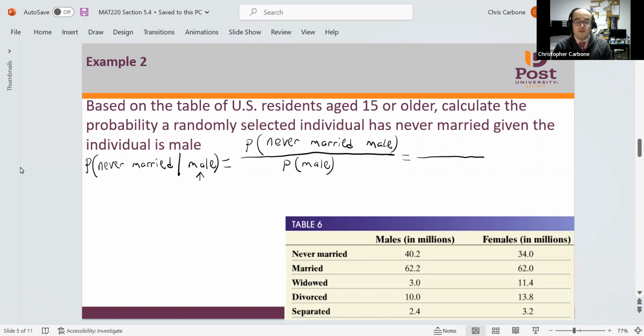For the number of never married males, we look at our table, and it's 40.2, divided by the number of males. We add up the male column, and that is 117.8. Tossing this expression into a calculator should give us a probability of about 0.3413.